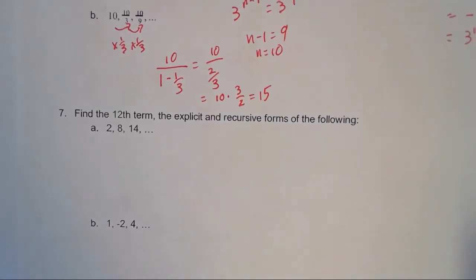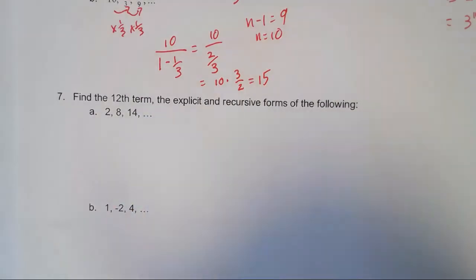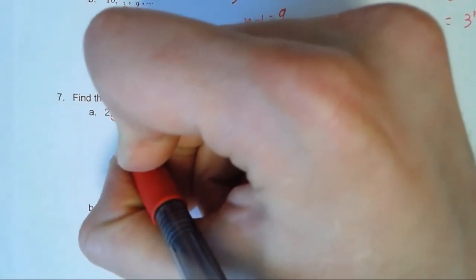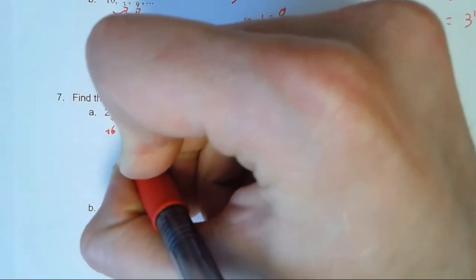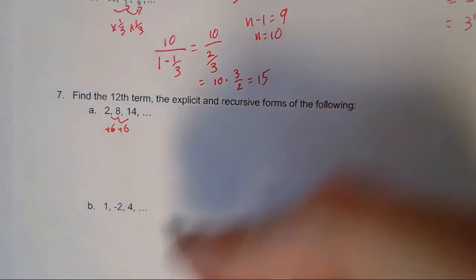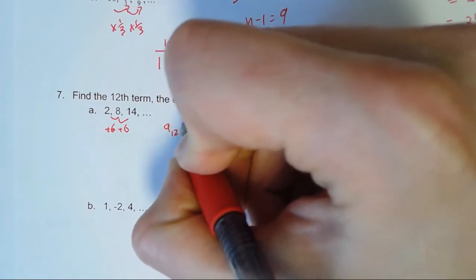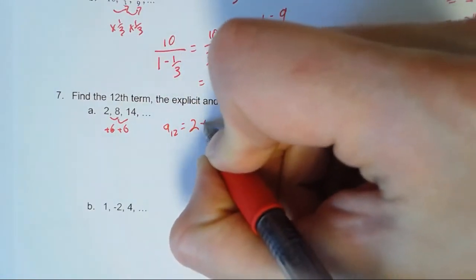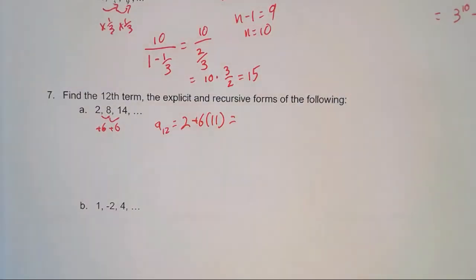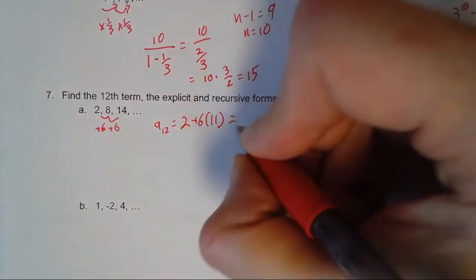Moving on to number 7, here we have to find the 12th term, the explicit and recursive forms of the following. Now in part A, if we look at these, we're adding 6 each time. That makes this an arithmetic sequence. So to find the 12th term, we're going to start with 2, and we're going to add 6 11 times, because again, we don't need to add 6 to get the first term. That one's already there. So when we do that, we get 68.